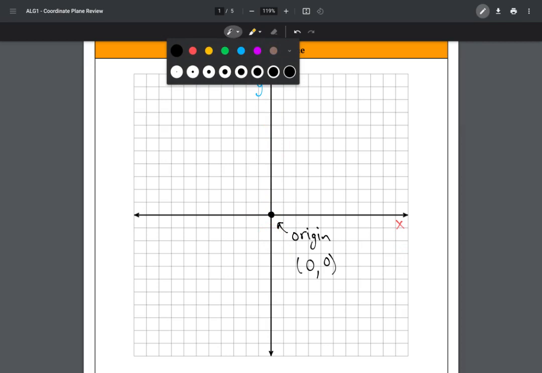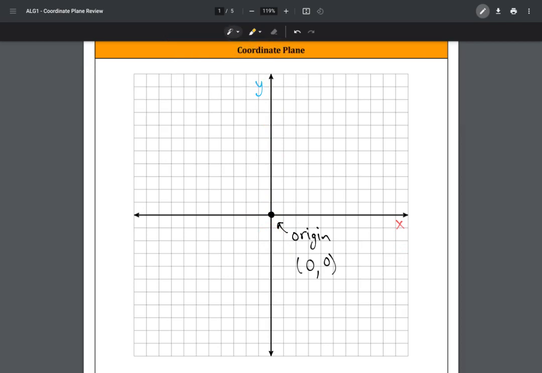Now, we also have four different quadrants or four different areas of the coordinate plane as well. The one in the top right is going to be called quadrant 1, Q1 for short. Then the quadrant in the top left is called quadrant 2 or Q2 for short. And then the one in the bottom left is called Q3, quadrant 3. And last but not least, Q4, quadrant 4 is in the bottom right.